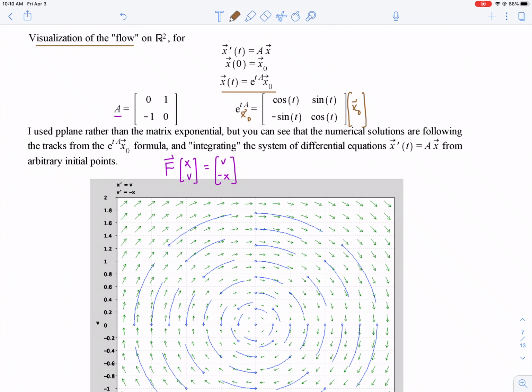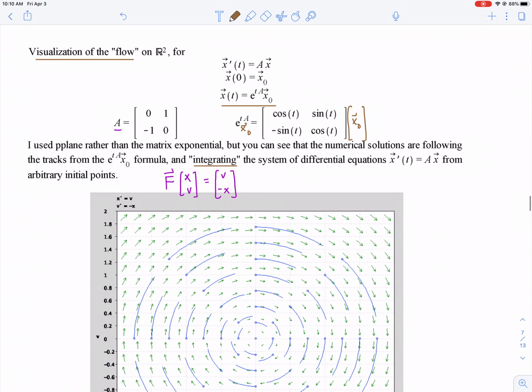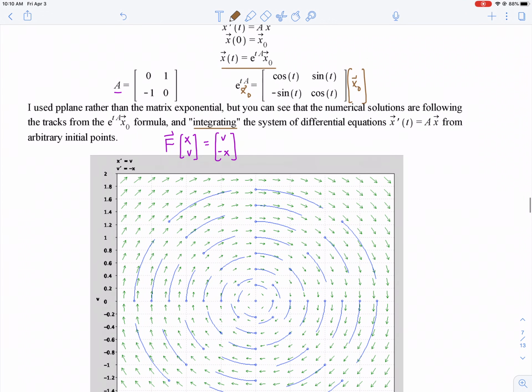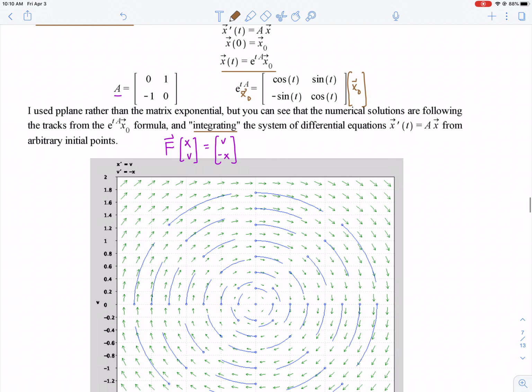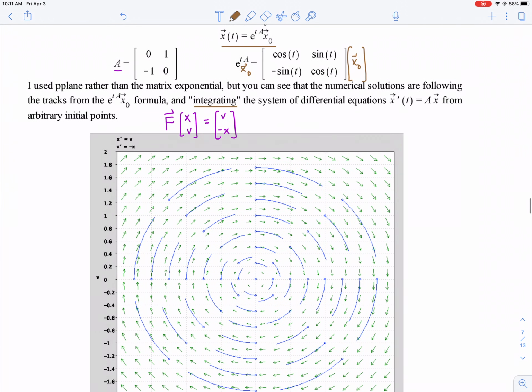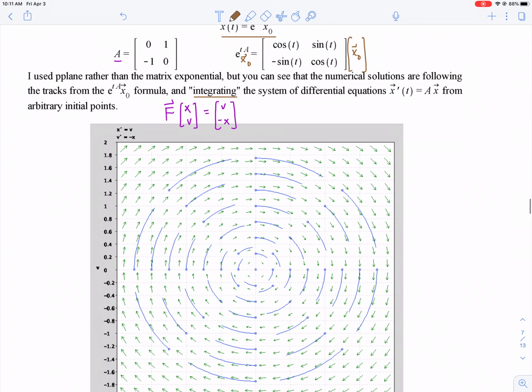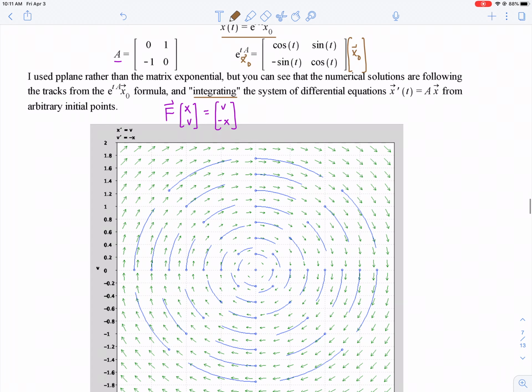And so what this formula did is it let us integrate the tangent field to find where you would be at time t if you started at x naught. So that's what this p-plane picture is illustrating. I didn't use the formula. The formula tells us analytically what's happening. I just let p-plane plot the numerical solutions.